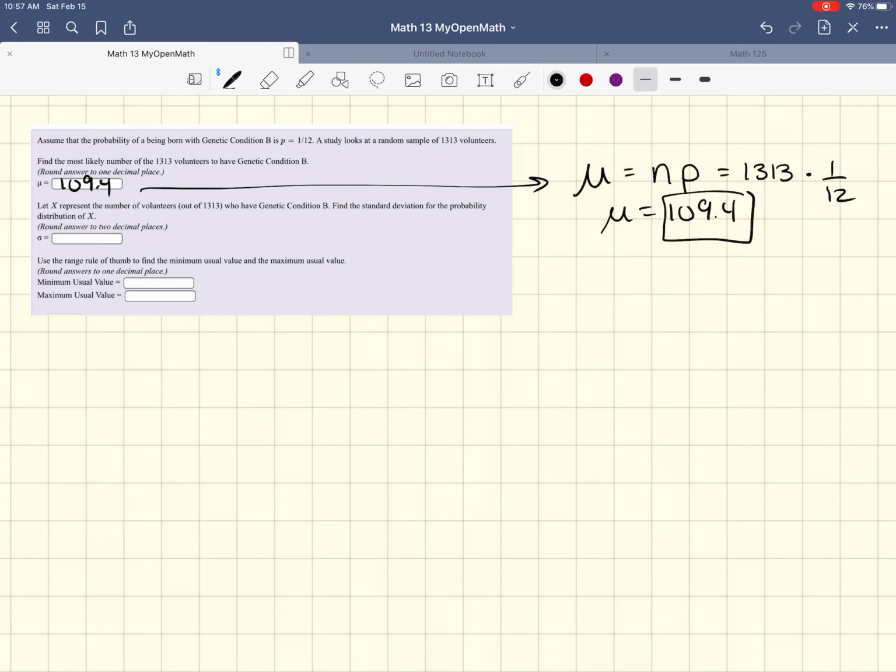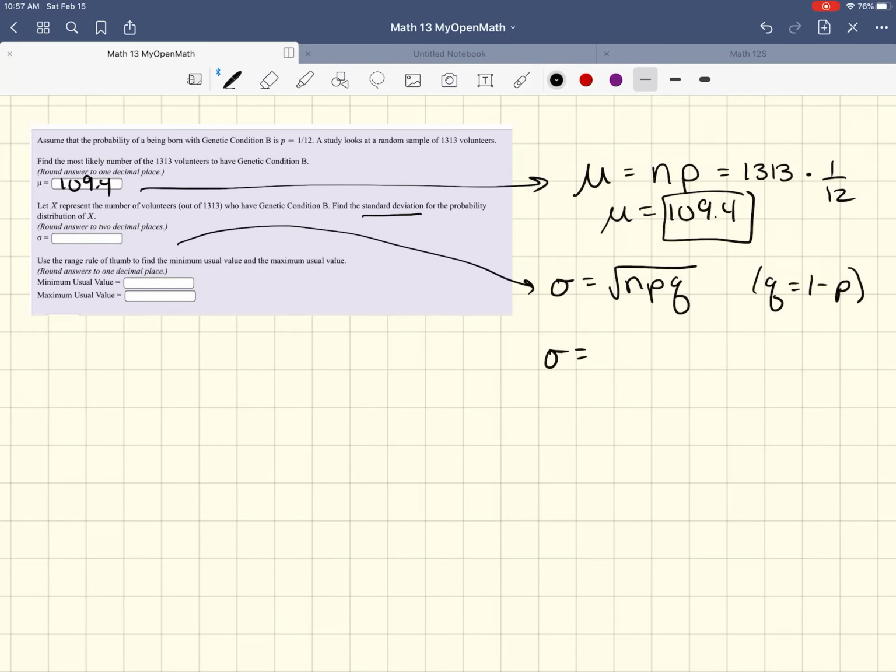Okay, next one. Let X represent the number of volunteers out of the 1,313 who have genetic condition B. Find the standard deviation for the probability distribution of X. Again, we're going to use our binomial distribution shortcut formula. So that is the square root of n times p times q. And remember, q is equal to 1 minus p. It's the complement of p.